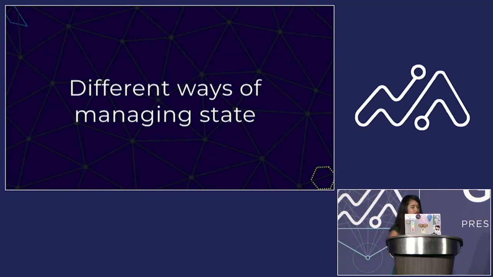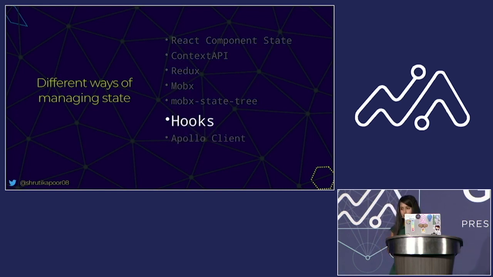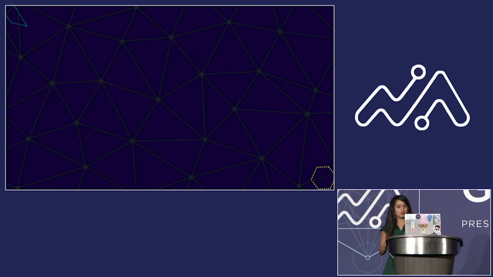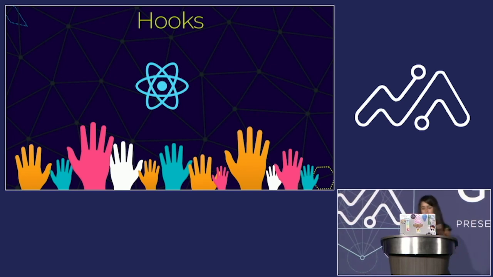Now let's look at different ways of managing state. So currently, there's a bunch of ways we can manage state. There's React component state that comes natively, Context API, Redux, which is super popular, MobX state tree, hooks that is super new, and Apollo client. Today, we're going to dive in deeper into hooks. So how many of you have used hooks or are using hooks in production? Awesome, that's great to see.